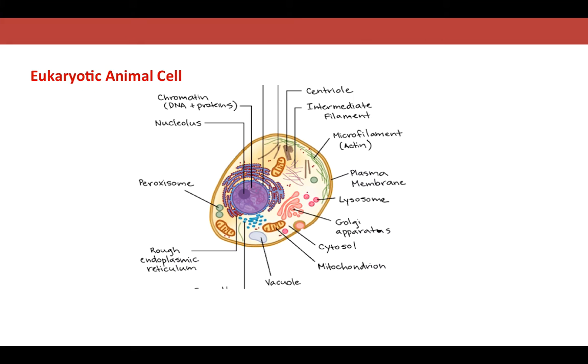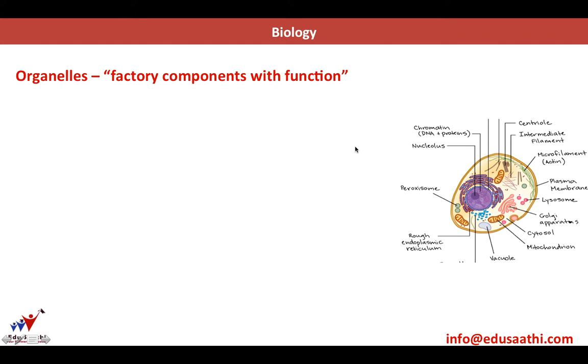Now let's look at a eukaryotic animal cell. If you just look at this cell, it has an outer membrane. It has some internal organelles. We'll talk about all of these internal organelles one by one. So just keep this figure in your mind and let's move ahead to the next slide. In this slide, we'll be talking about all of the cell organelles that we have. They're also known as factory components with a specified function.